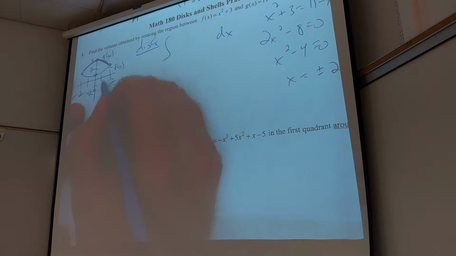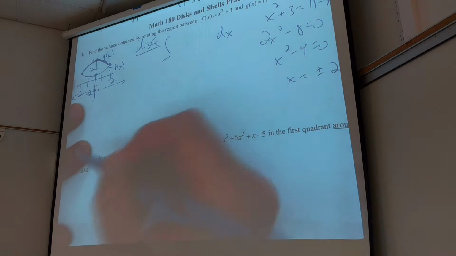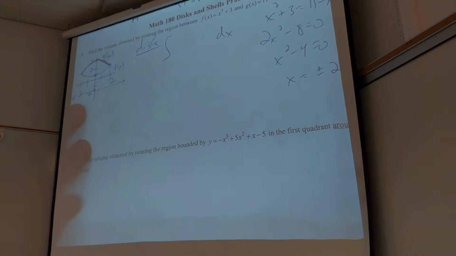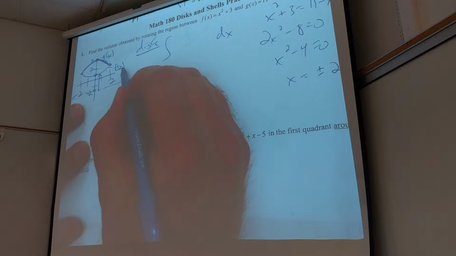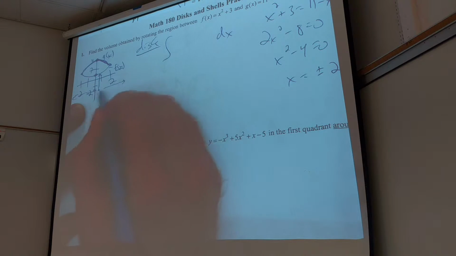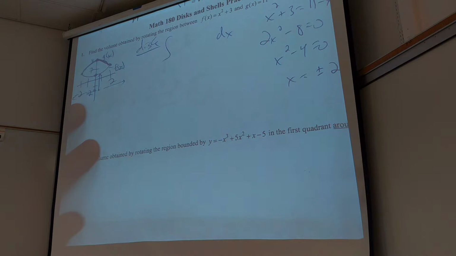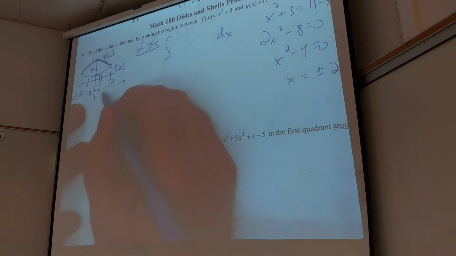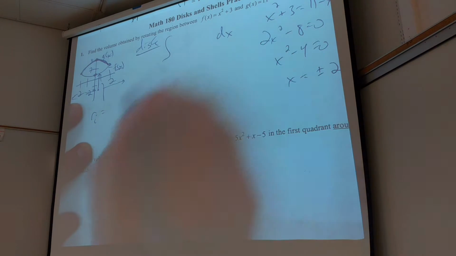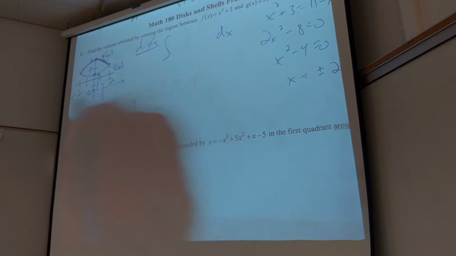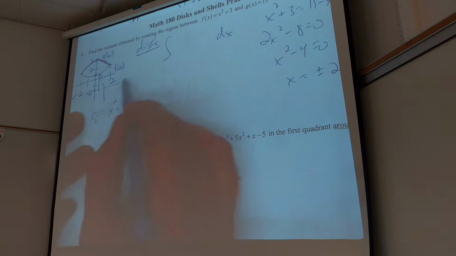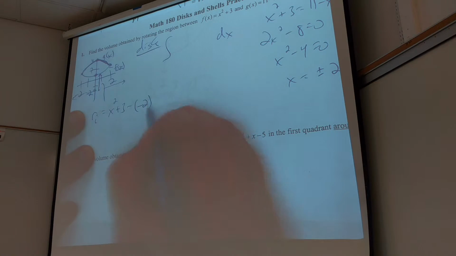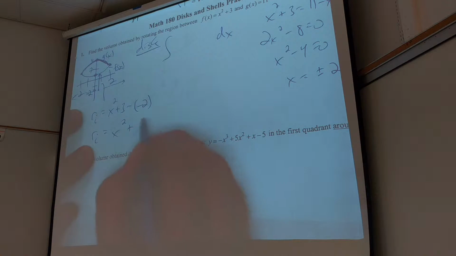So my inner radius, I always start at the rotation axis. It makes sense because that's the center. And how far out do I go? I stop at this one, which is f. So what's bigger here, the axis or the function? The function's bigger. Cool. So the inner radius is going to be function minus axis. And that axis is, of course, what's this line? -2. There it is. So I get the inner radius is x squared plus 5.